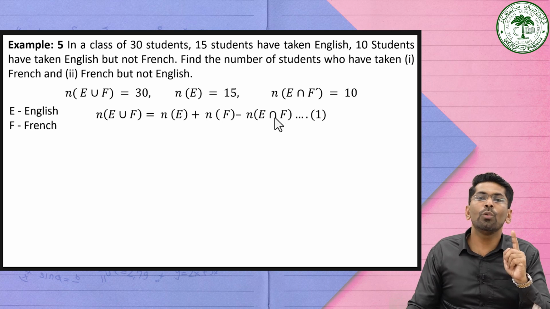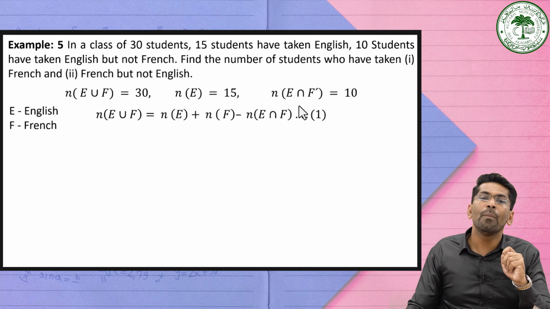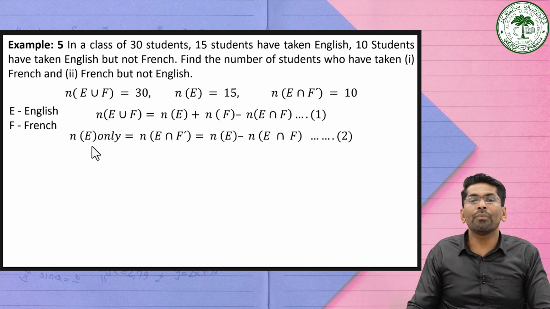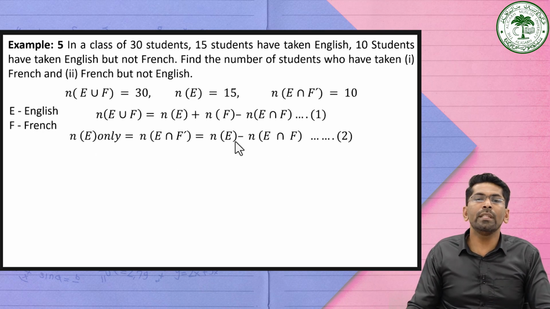But here two things are not given, that is the number of elements in F and the number of elements in E intersection F. The given information, the number of elements in E intersection F complement, means the number of elements in E only, which is equal to the number of elements in E minus the number of elements in E intersection F. So by using this particular equation, we can substitute here.